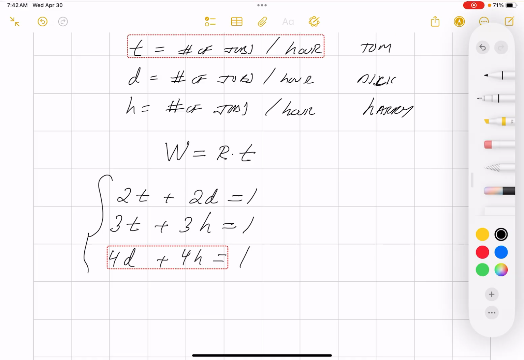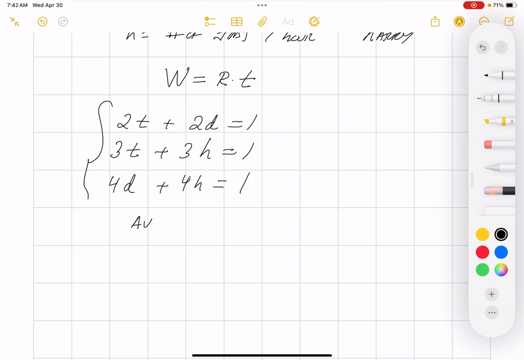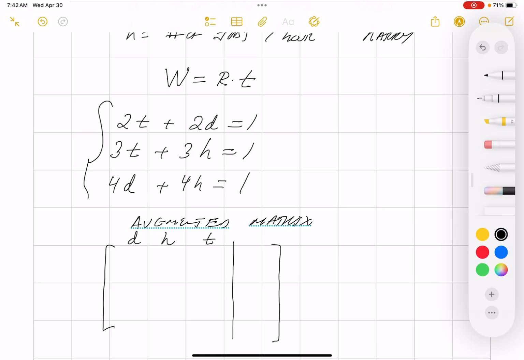This is a system of linear equations. There's three unknowns and three equations. So I'm going to use what's known as an augmented matrix. And I'm going to write this down over here, in alphabetical order: D, H, T. Generally, we use either a dashed line or a long line to represent equality. And then I write down one equation at a time. So the first equation I'm going to write down is this one over here.